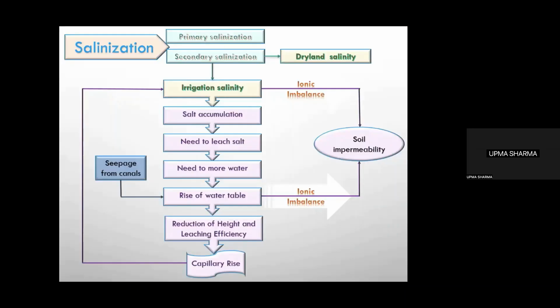Coming to the next slide. There are two types of salinization. One is primary salinization, which occurs naturally, then the secondary salinization, which has again two parts: dryland salinity and irrigation salinity. Irrigation salinity causes salt accumulation in the soil, which needs to be leached out, which needs more water. That causes a rise of the water table. Simultaneously, seepage from canals also increases the rise in water table. That leads to capillary rise, and again we come back to the cycle, to irrigation salinity.